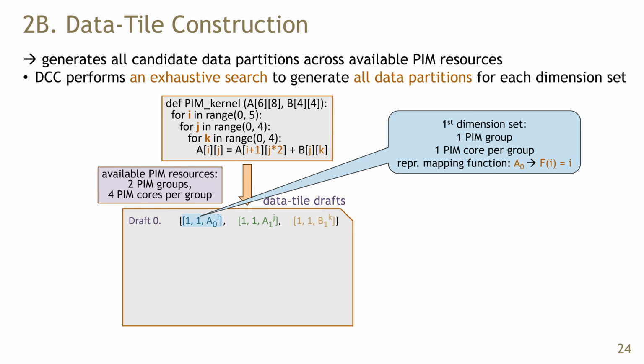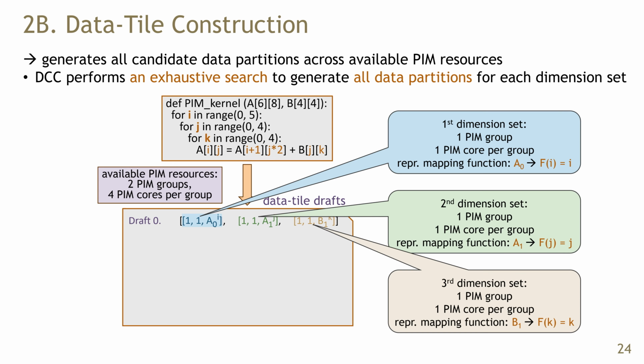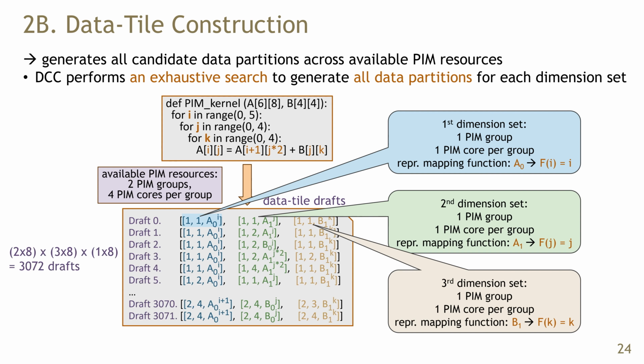For example, this draft has 3 parts, 1 for each dimension set. Each part has 3 entries: the number of Peim groups, the number of Peim cores per group, and the representative mapping function. Similarly, these drafts include the corresponding part for the other 2 remaining dimension sets, and in total in this example, we get more than 3,000 data tiling drafts.